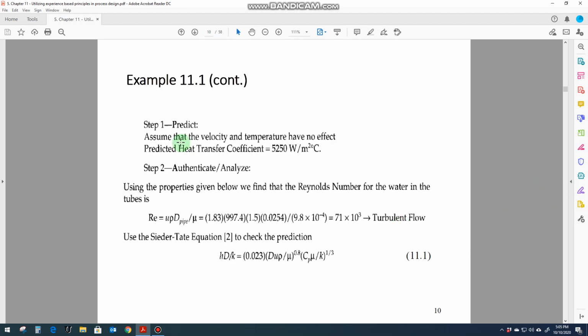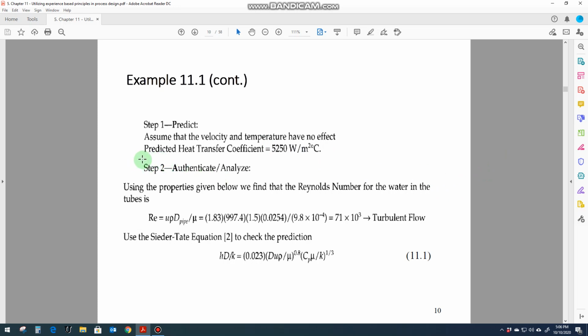Now step number one, we have to make some assumptions here. What could be the assumptions for this particular problem? Assume that velocity and temperature have no effect. The first assumption we can make from our experience is that the heat transfer coefficient is not dependent on velocity and temperature. Without doing any calculation, it is just our assumption based on our experience. The predicted heat transfer coefficient would be 5250 watt per meter square degree centigrade, which is the heat transfer coefficient we already have for the water at the given conditions.